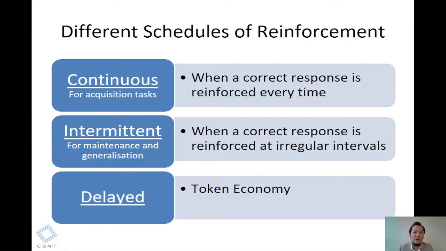Let's talk about different types of schedules of reinforcement. Firstly, we have a continuous type of reinforcement schedule, where we're talking about skill acquisition tasks, where you have a student that's being reinforced for every single correct response. Why we do this is because we want to make it really clear what's expected of them. It's a very high frequency of reinforcement, and this is usually at the early stage of training.